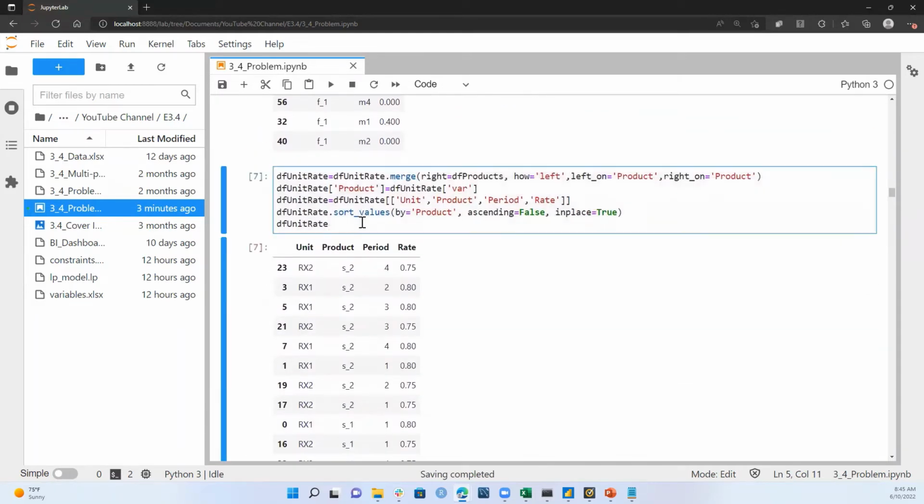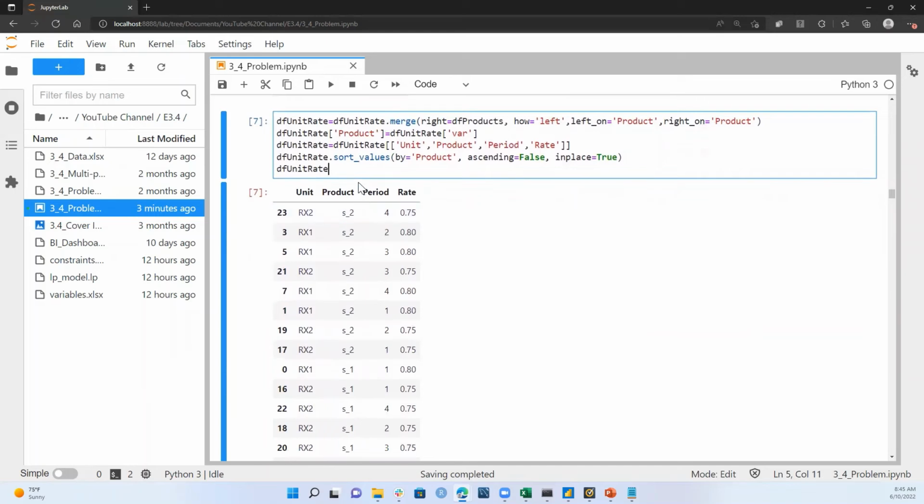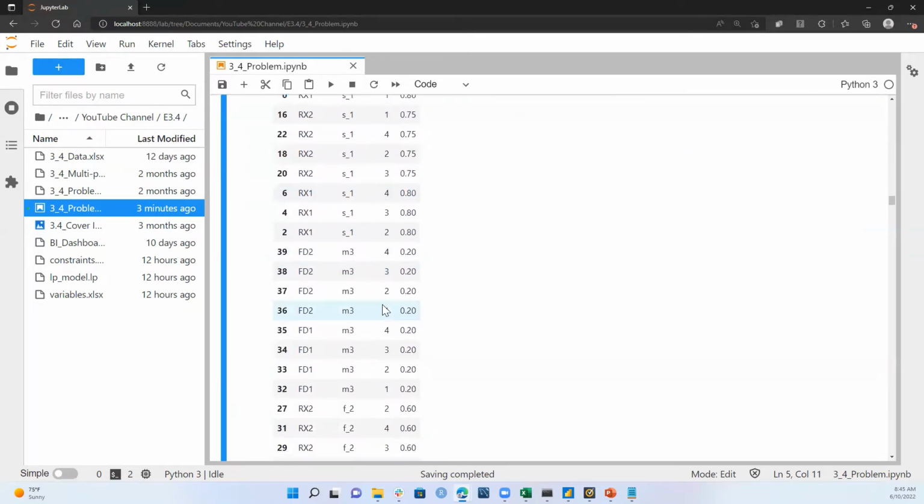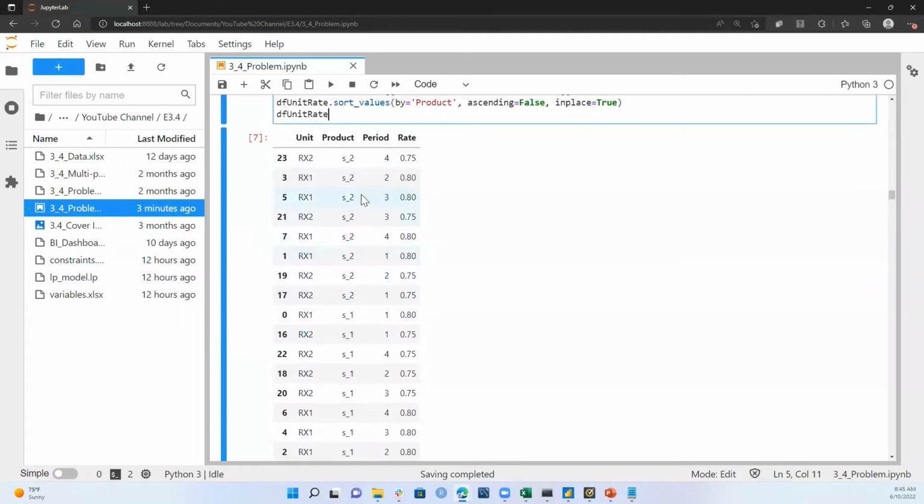Next is the DF unit rate table. Similar to what we've done before, we do a merge here between the DF unit rate and the DF product so that we can get the linkage between the unit, the product, the period, and the rate. So this table, again, has all of the units, all the products that you can make on those units, the periods in which we have to consider each of these, which again is all 4 periods, and then the specific rate. So even though, again, this is time invariant, we're just creating this value coefficient for each set of unit, product, and period.